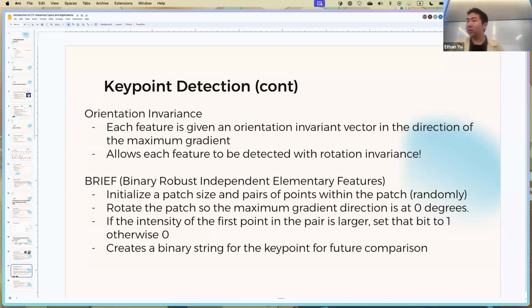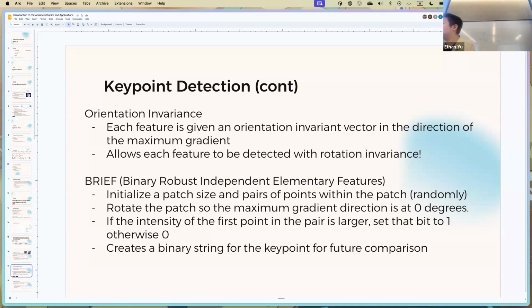Can someone tell me why it might be desirable to have the feature be a binary string? Why might that be good for the application that we're doing? Why didn't we just make this vector out of the intensity? We could have done something more complex and stored the intensity values, but why might it be nice to have the binary string?